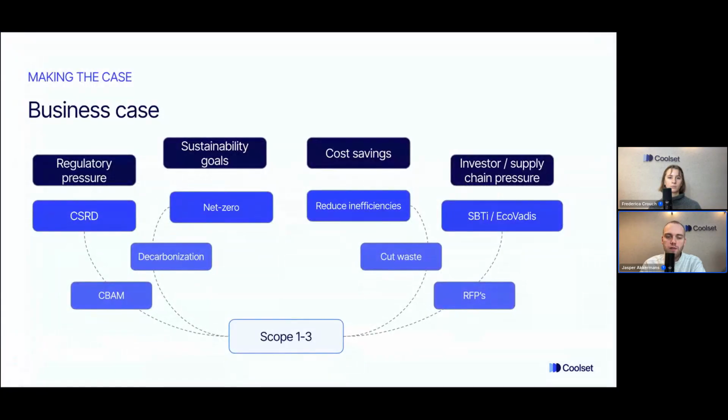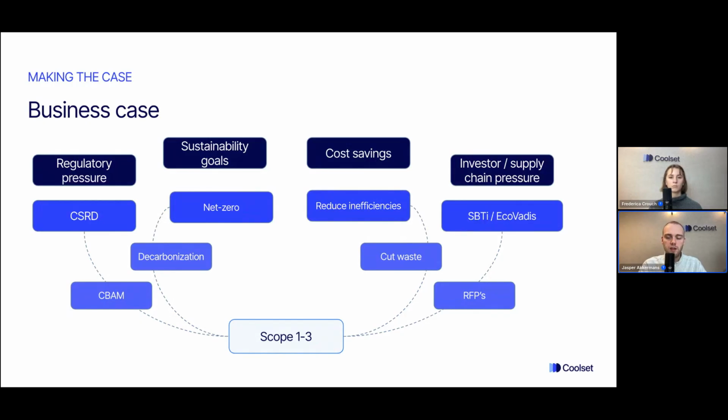Now, a quick overview of leveraging scope 1, 2, and 3, which is a bit more in the context of why companies do this. So we have this overview. Basically, that's the business case. On the one hand, you have regulatory pressures from CSRD. CSRD requires companies to measure their scope 3 emissions as well as scope 1 and 2. Also, CBAM here is interesting. It's the Carbon Border Adjustment Mechanism. You also have sustainability goals in general. So companies want to reach net zero, for example, or they just want to decarbonize.